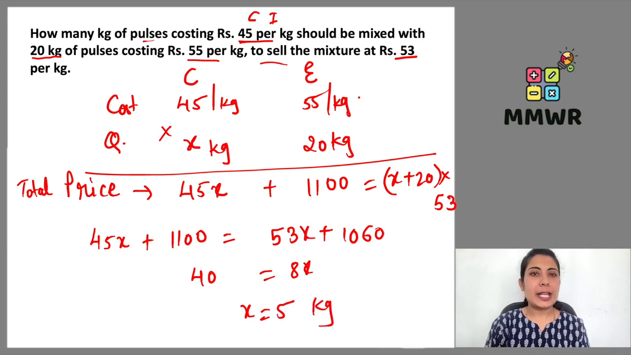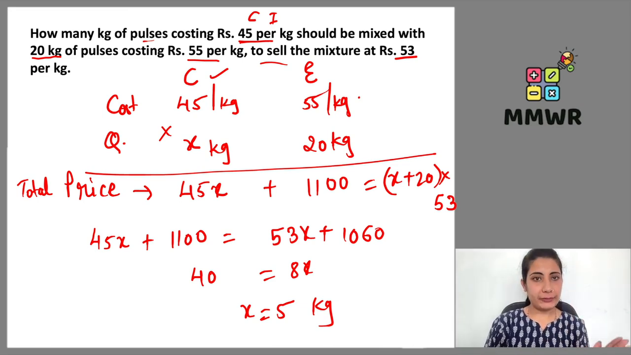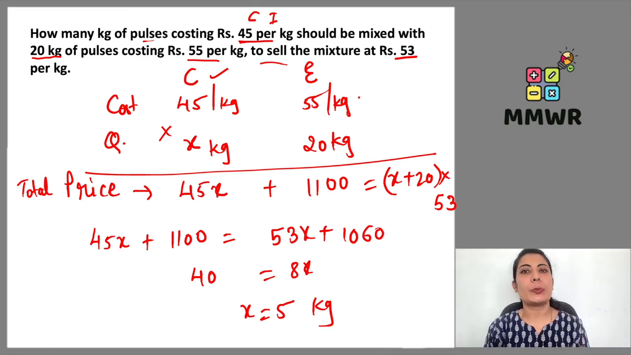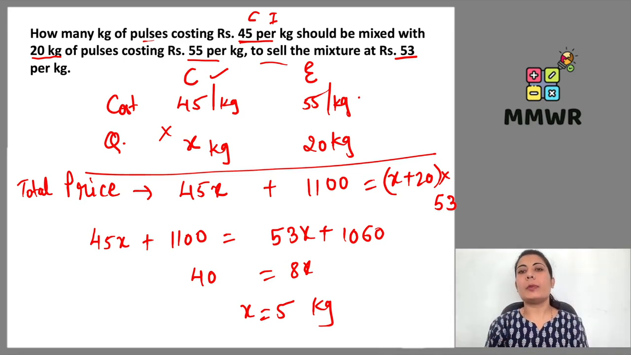That means of the first type of dal, the cheaper dal, we will be taking only 5 kg. So 5 kg of the cheaper one, which costs rupees 45 per kg, and 20 kg of the expensive one, which costs rupees 55 per kg. We have to mix them, and whatever mixture we get, we are going to sell at the price 53 per kg, and now we have a total of 25 kgs of dal to sell. So this type of problem we have to simplify.